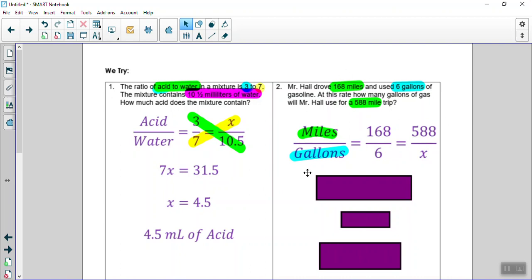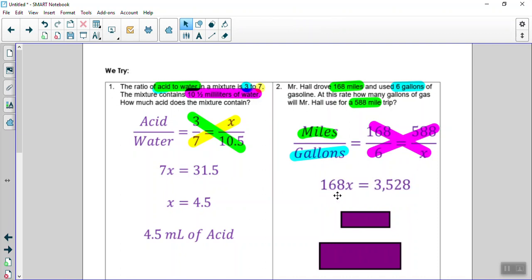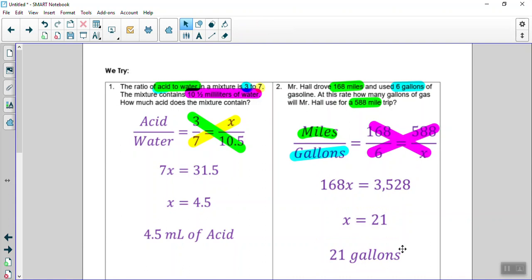Once you've set that up, now we're just going to cross multiply. So we'll do 6 times 588 and 168 times x, which gives us 168x. That's the easy side. 6 times 588 is 3,528. Then we divide on both sides by 168 to get rid of that, and we get 21. But again, we want to say what our units are. We were trying to find gallons, so it is 21 gallons of gas, or just 21 gallons.